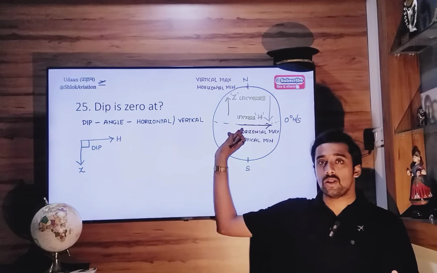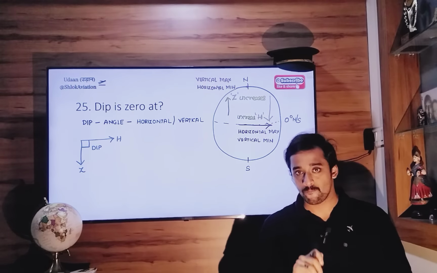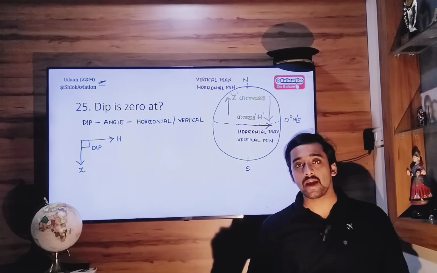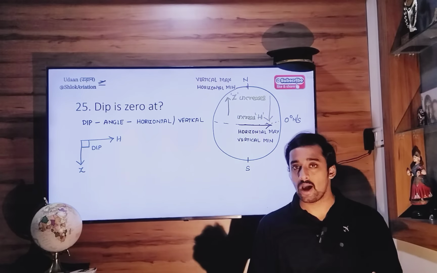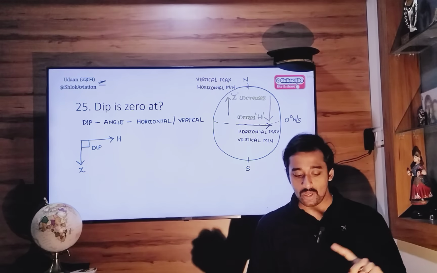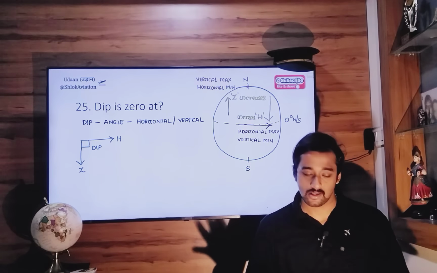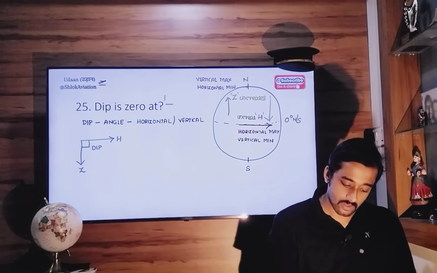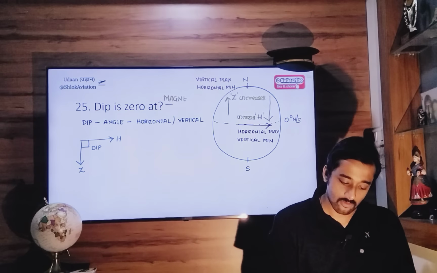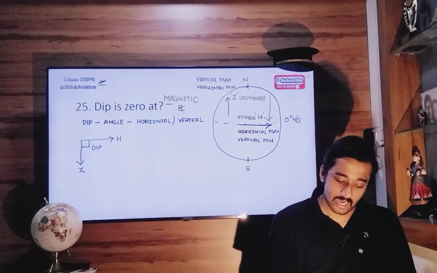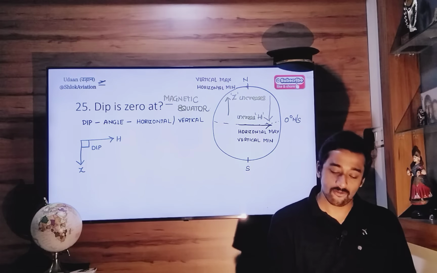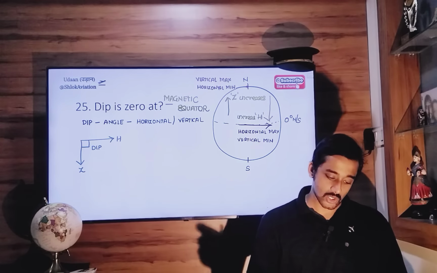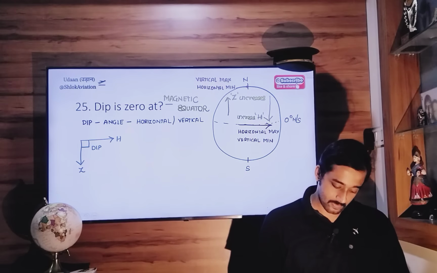At equator, the angle will be 0 because you only have horizontal component. At poles, again the angle will be again 0 because you have only vertical component. Between these two latitudes, you will have different angles. So angle of dip is 0 at magnetic equator, where you do not have vertical component of the earth magnetic field, you only have horizontal component. So dip is 0 at magnetic equator.